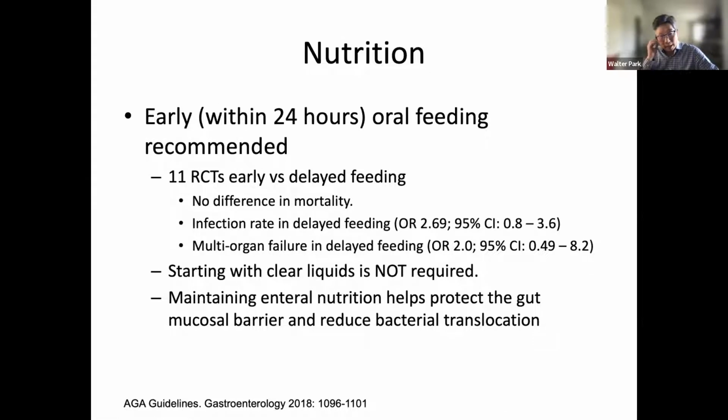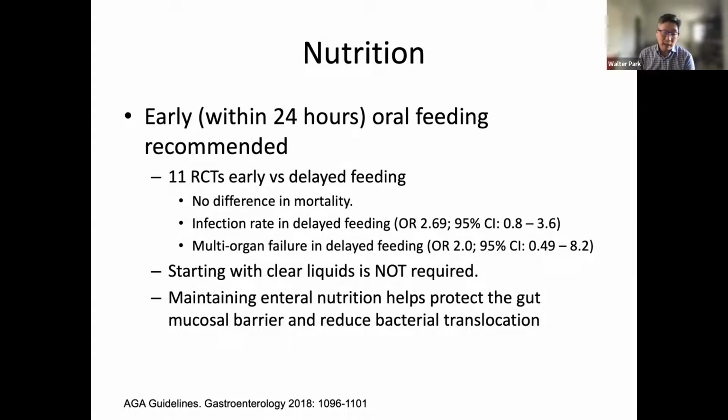In terms of nutrition, the paradigm of management has been evolving such that we are now trying to be more proactive about nutrition, and many of our prior concepts of keeping a patient NPO for fear of exacerbating pancreatitis have essentially been debunked, and we're moving forward with an early oral feeding recommendation, as early as admission, so long as the patient's willing to tolerate it. And this has been based on several randomized controlled trials that show no difference in mortality between early versus delayed feeding, and a worsening of infection rates in delayed feeding, as well as multi-organ failure.